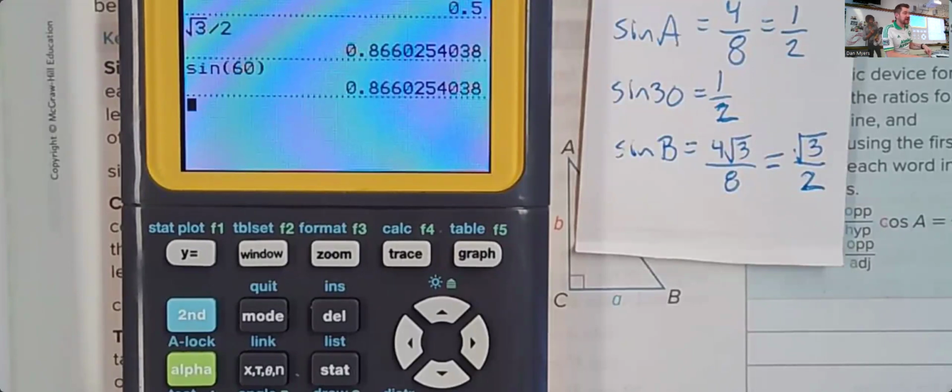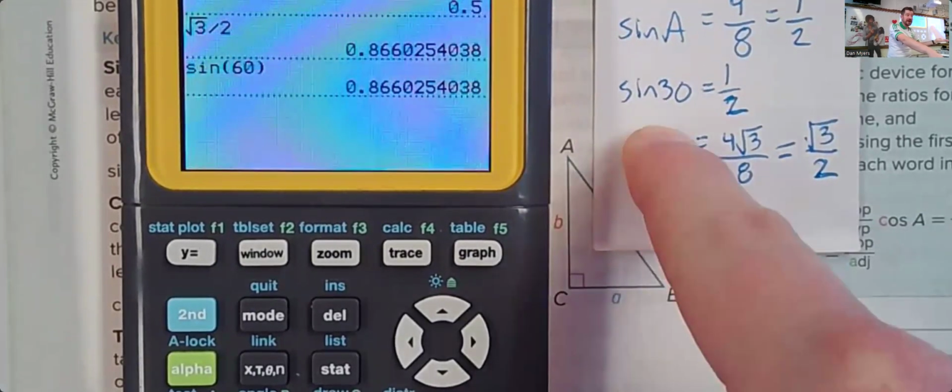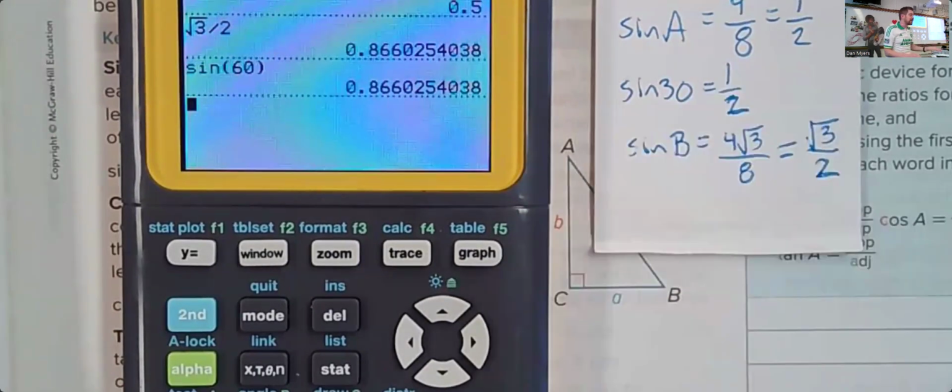Doesn't matter what the angles are. Every angle and every right triangle will have a set relationship between the side lengths. We won't memorize them. These are the only ones that I would suggest memorizing, 30, 60, 90, 45, 45, 90. But it doesn't matter what kind of right triangle you have.